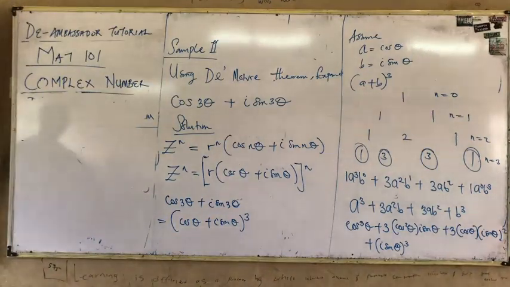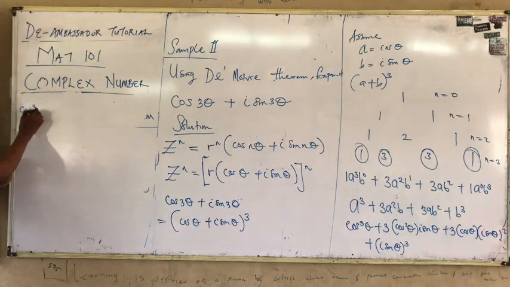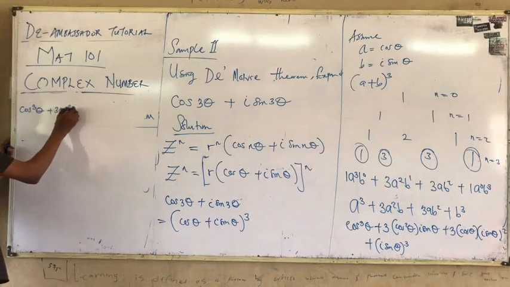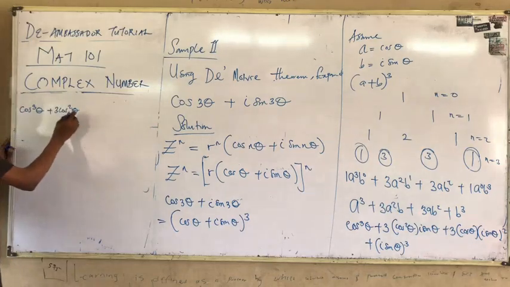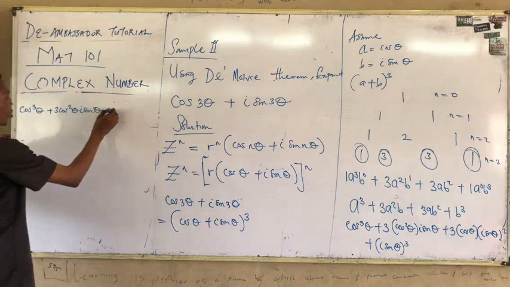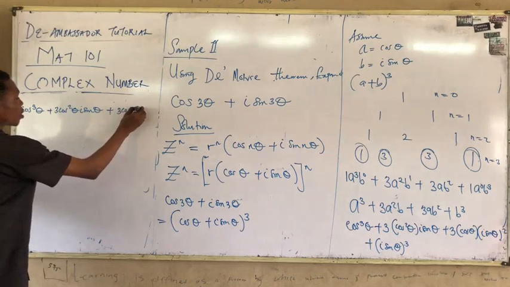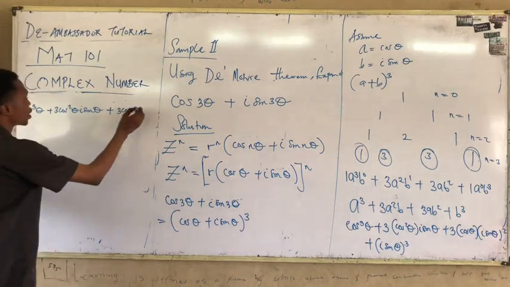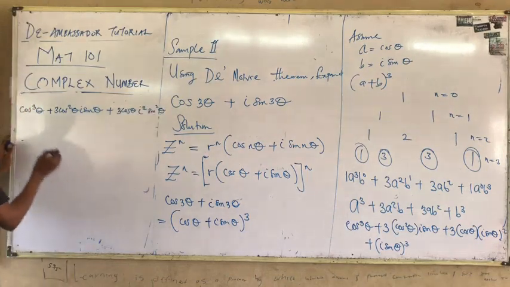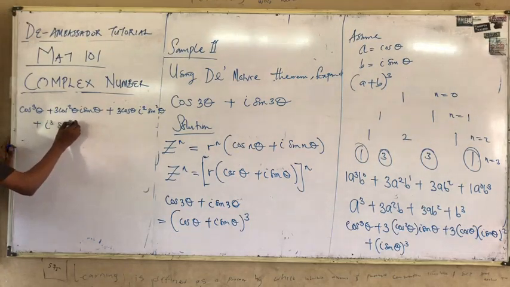So what do I have? Everybody write it out. Cos cube theta, then what? Then I sin theta. Then what do we have next? 3 I square sin square theta. Then the last one is now what? I cube sin cube theta.